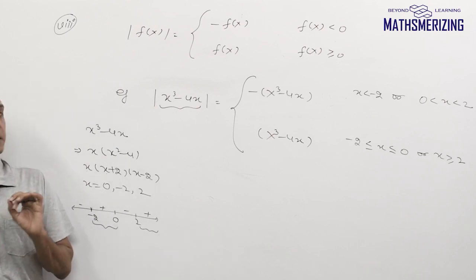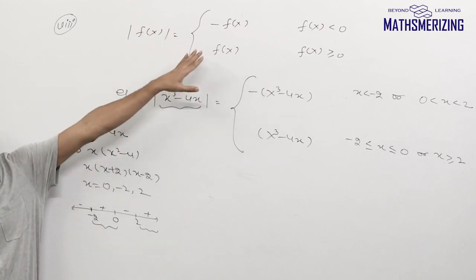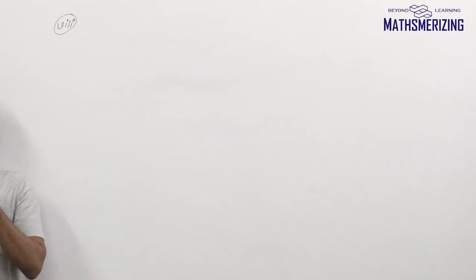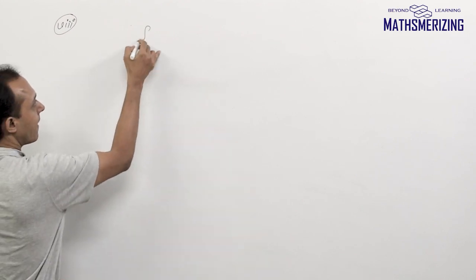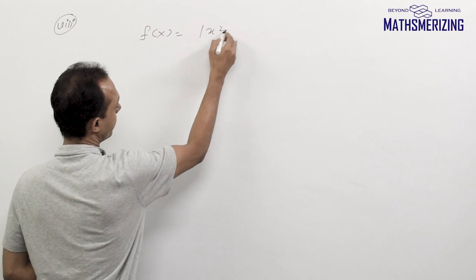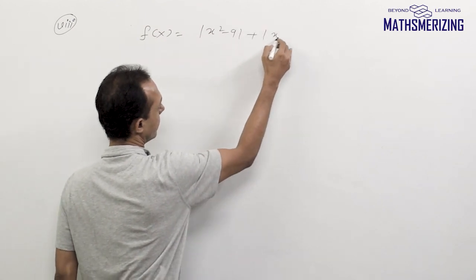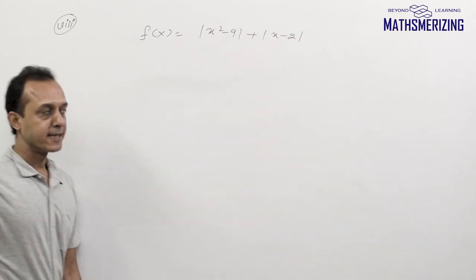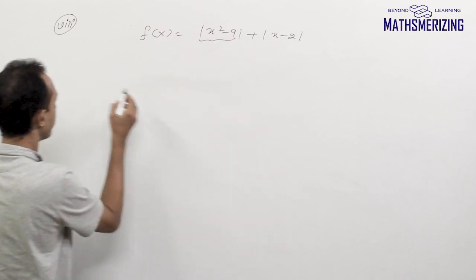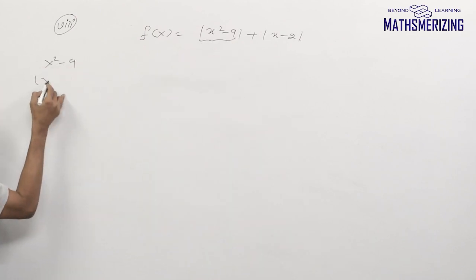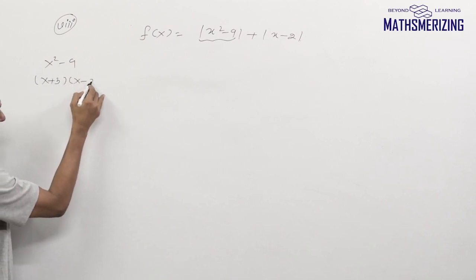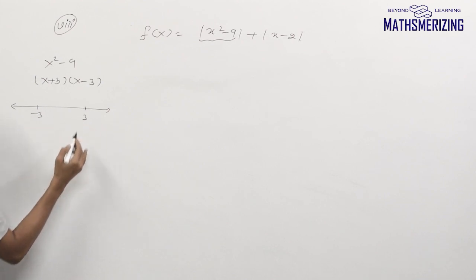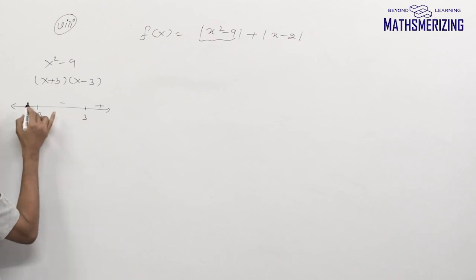So if I have to write mod of f(x), I'll simply write it as minus f(x) when f(x) is negative and plus f(x) when f(x) is positive. I'll take up an example. Say, for example, a function is defined as f(x) equals mod of x squared minus 9 plus mod of x minus 2. I'll solve this separately, starting with x squared minus 9. The roots are x plus 3, x minus 3. So this is minus 3 and this is plus 3, and the rightmost is plus. So this is plus, minus and plus.